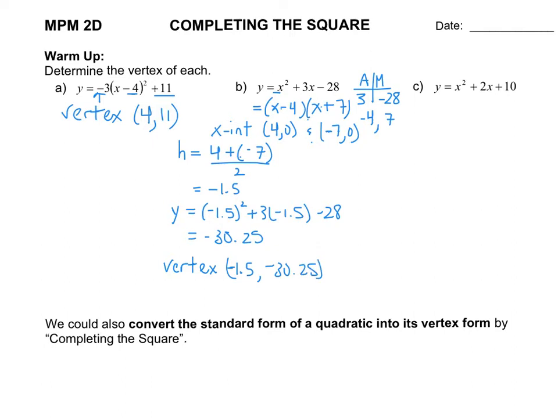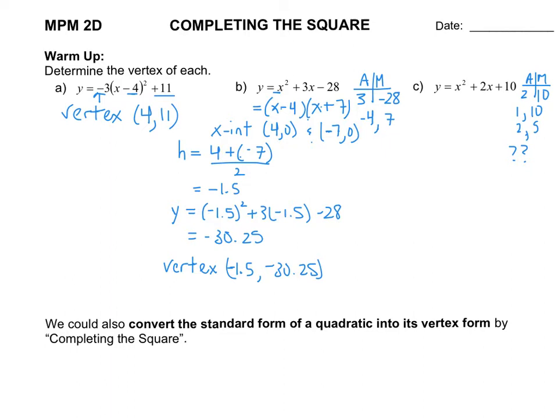Now this last example is also in standard form. No common factor for that. If I look for numbers, I'd be looking for two numbers that are going to add to 2 and multiply to 10. So thinking about that, 1 and 10 multiply to 10, but they're going to add to 11. And then we have 2 and 5, they multiply to 10, but they add to 7. So this one is not going to work. And we need to have another method to be able to come up with the vertex for it.